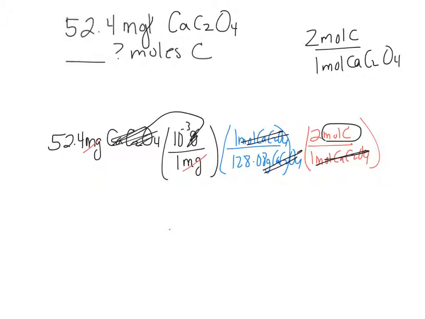And when you multiply that across, what you will find out is that you have 8.18 times 10 to the negative 4 moles of carbon. You had 4.09 times 10 to the negative 4 moles of calcium oxalate, but you have 8.18 times 10 to the negative 4 moles of carbon.